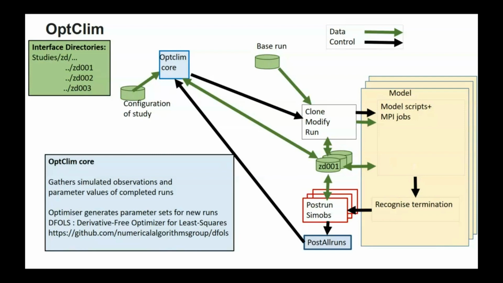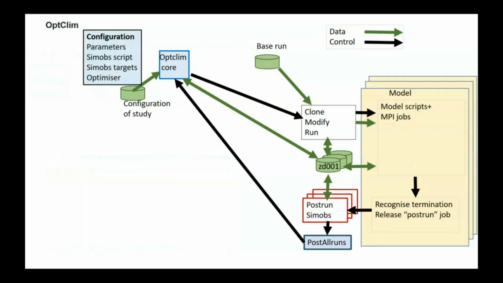So the optimizer generates new parameter sets, and each set gets cloned, modified for the parameters, and then run. The configuration file contains the definition of the parameters to be used, the script that generates the simulated observations, the values of the simulated observations, and any parameters associated with the optimizer itself, so that DFOLS has a lot of options and it defines what those options are for us.